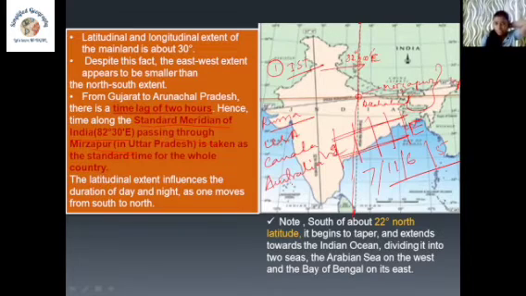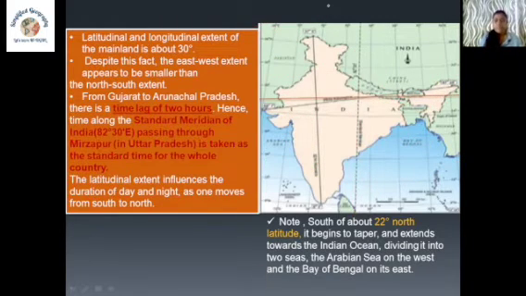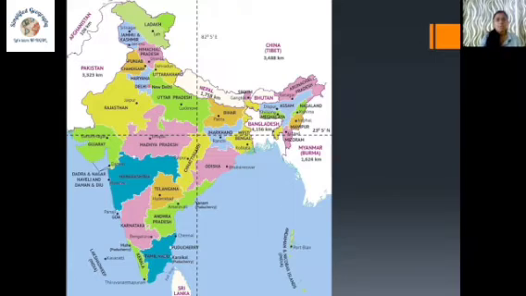So the latitudinal extent influences the duration of day and night as one moves from south to north. So these are the reasons, time and longitude related things that we needed to study from this chapter, and we have studied. Very important thing, do study. Moving on to the next thing. So here we are seeing prominently where is 82° 30'.